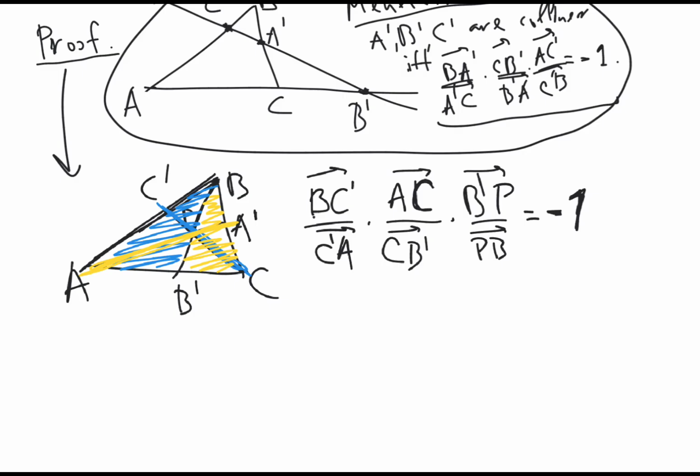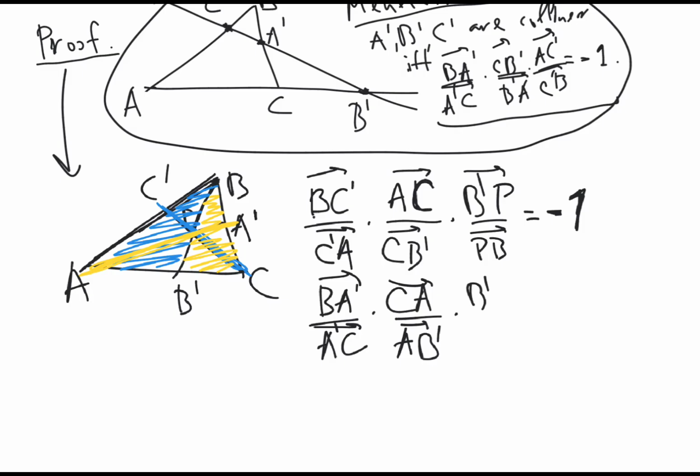So we start with point B and now we go clockwise, not counterclockwise but clockwise. So we have BA prime over A prime C multiplied by CA over AB prime multiplied by B prime P over PB is equal to -1.